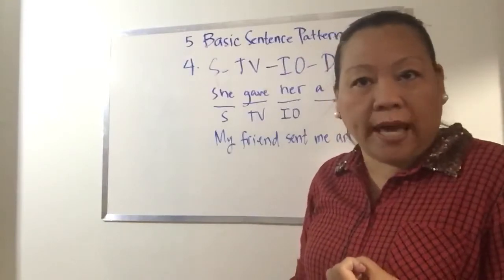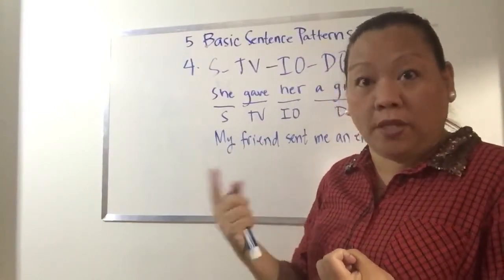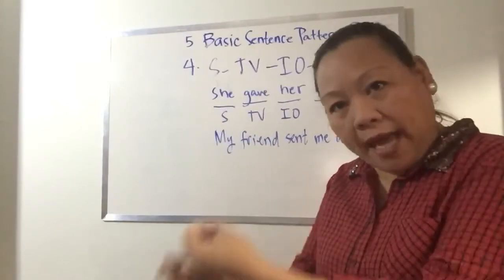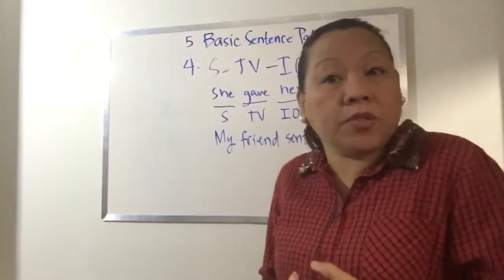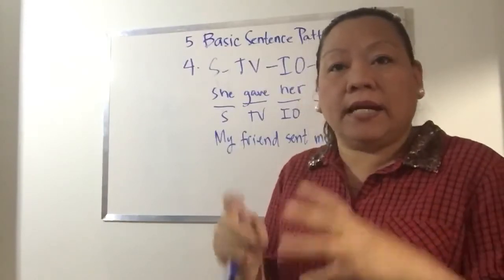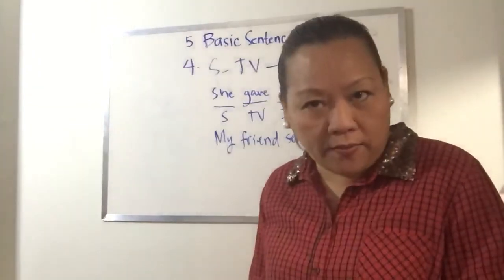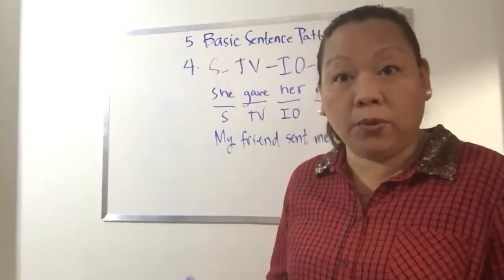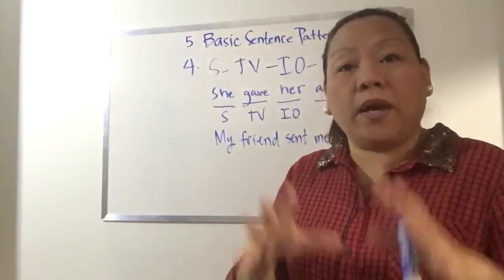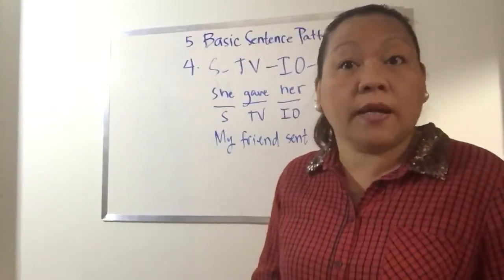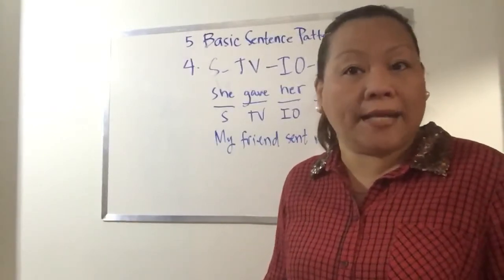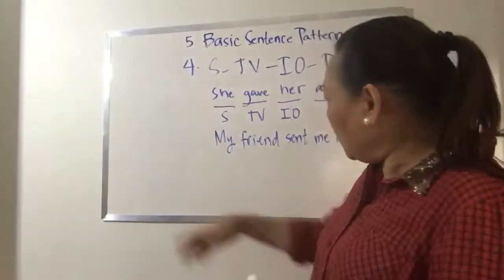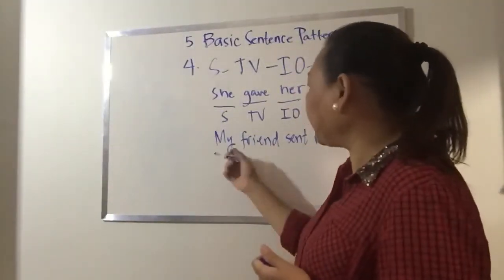Subject is the doer of the action, or the one being talked about. Transitive verb is a kind of verb that needs an object to receive the action. Indirect object is either a noun or a pronoun, okay? Either a noun or a pronoun, and it answers the question to whom, while a direct object is also either a noun or a pronoun, and it answers the question who or what. Okay, so probably one more example.